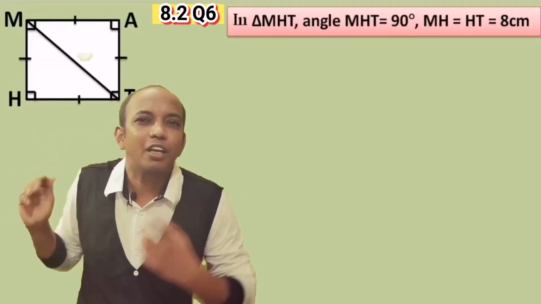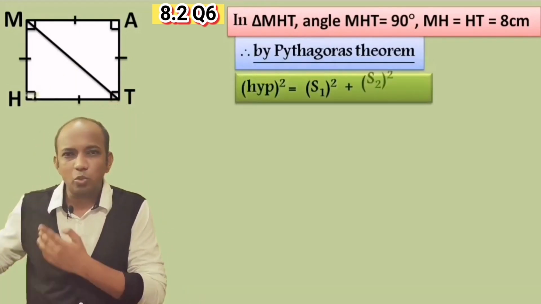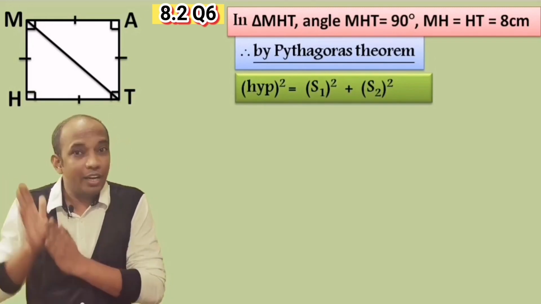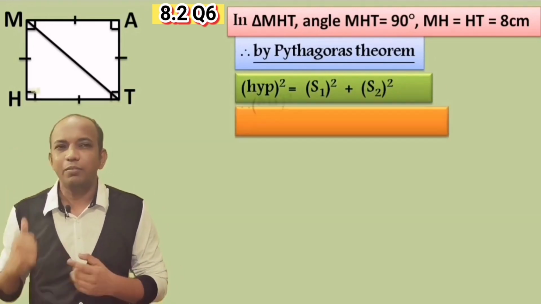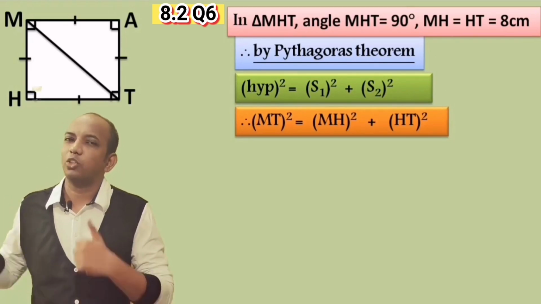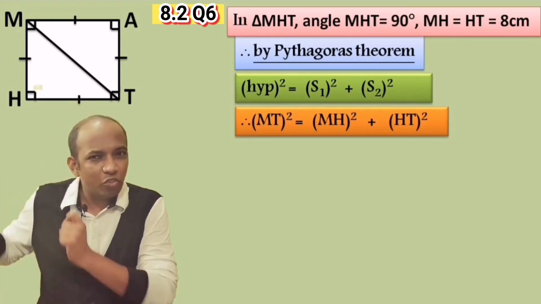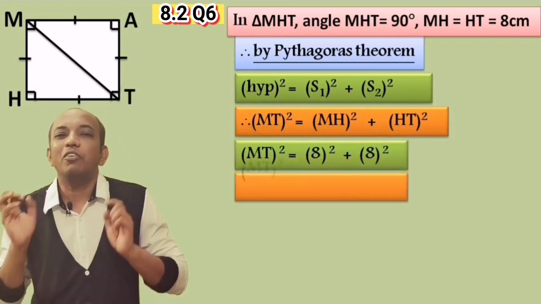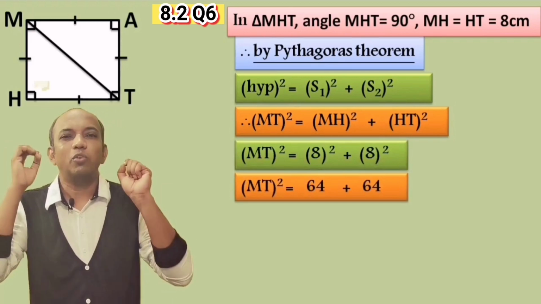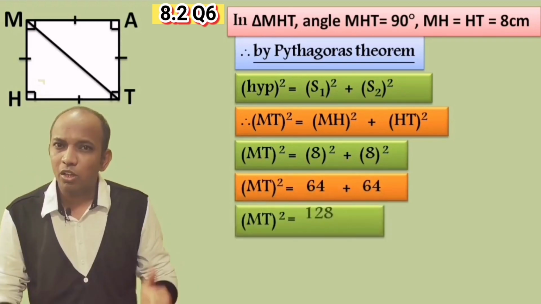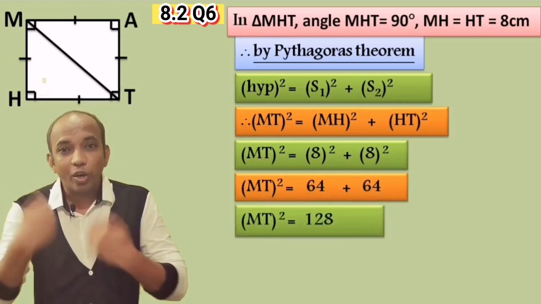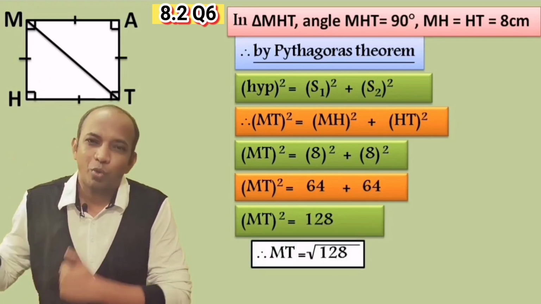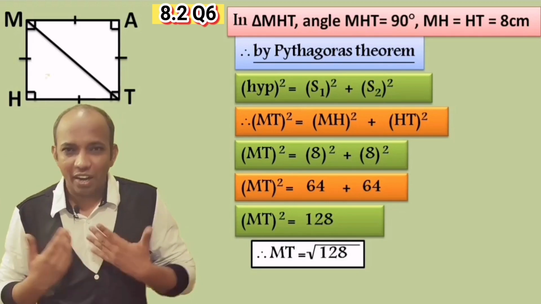So here we go with the Pythagoras theorem on the board. Hypotenuse square equals side 1 square plus side 2 square. The moment you substitute the names of the sides according to that triangle, we get MT square equals MH square plus HT square. We have to find the squares and we get 64 plus 64. Add it, we get MT square equals 128. And the way I told you, we have to always find the square root at the end. So we get MT equals under root 128, and that will be my final answer.